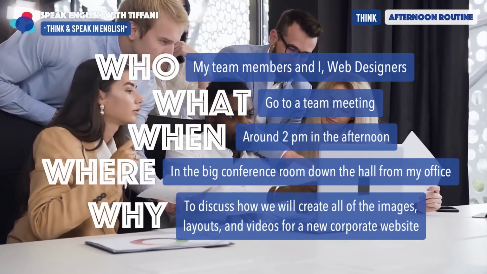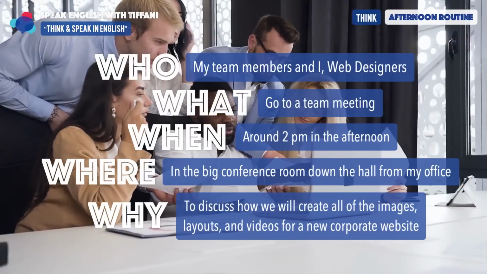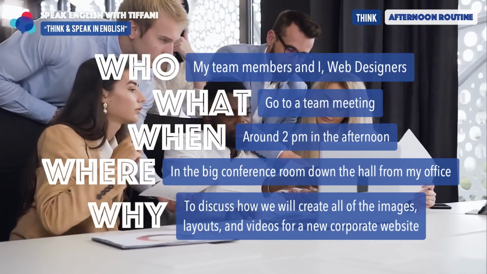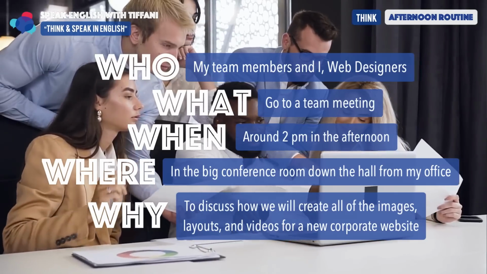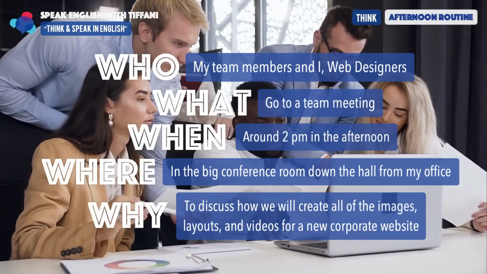So once again, what did we do? We thought about the afternoon routine. Who, what, when, where, and why. We're organizing our thoughts about this period of time. You can do it for any situation. Now we've thought about it. Again, we have the 5 W's very clearly broken down for the afternoon routine. So how would we now speak about the afternoon routine?